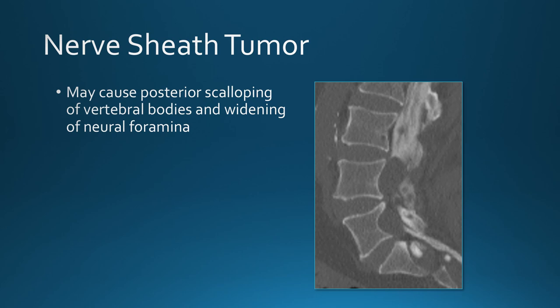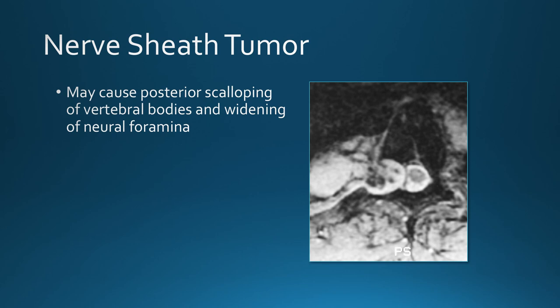These are very slow-growing lesions. They may cause posterior scalloping of the vertebral bodies, widening of the neural foramina. Can see here, the neural foramen is widened. They always have a very sharp scalloped margin because they're slow-growing tumors, so the margins are very sharp and often sclerotic.